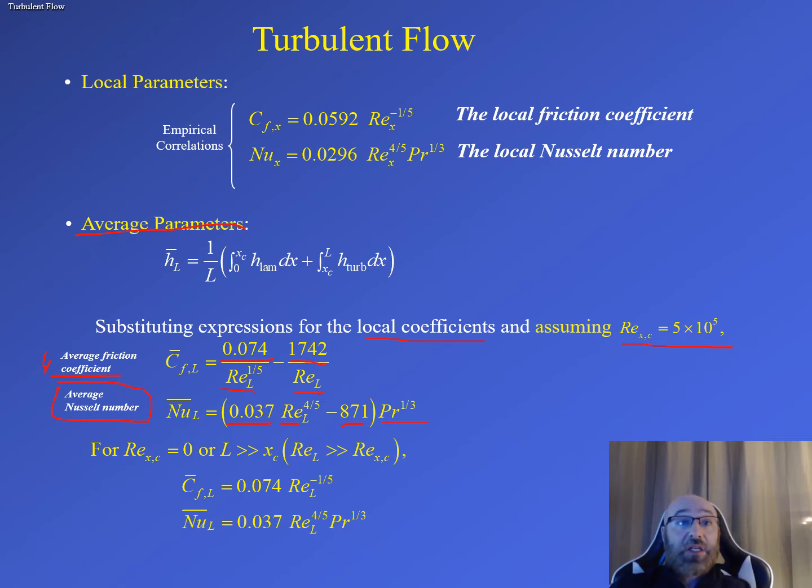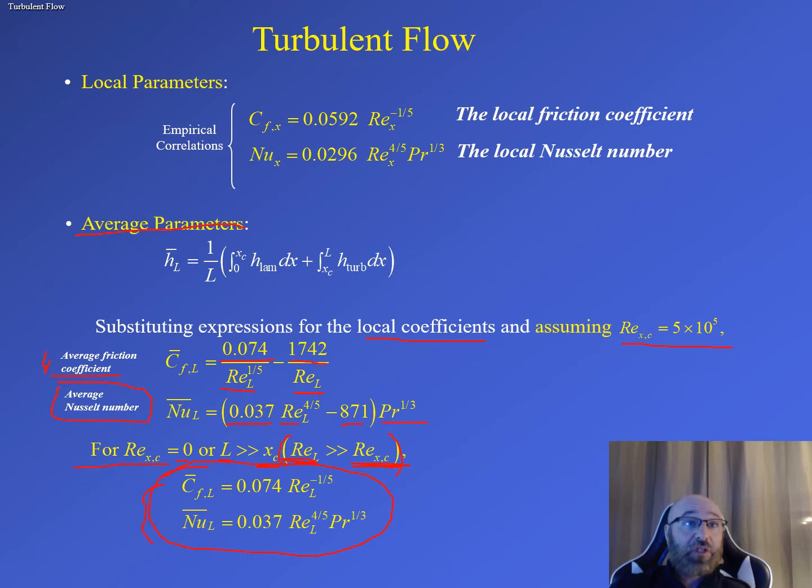Now for the case where our critical Reynolds number is equal to 0, or our L, our total length, is much greater than our x sub c, then we have this relationship here where our Reynolds number sub L for our whole length is much greater than our critical Reynolds number right there. So this now gives new relationships for our average friction coefficient and average Nusselt number, shown by these relationships down here. So that does simplify these down a little bit.